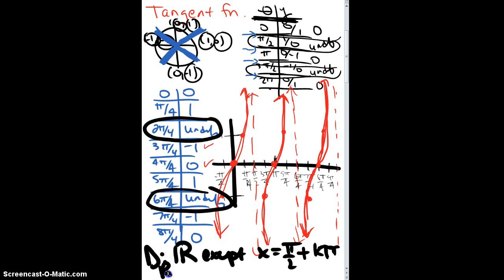My range starts down here, goes forever. So that's negative infinity to infinity. So that's actually all real. So that's going to be fine. And my period, if you look right here, is just pi. So let me write that up there. The period is actually pi, so that's different. That's something worth noting. Cosine and sine is 2 pi, tangent is pi.